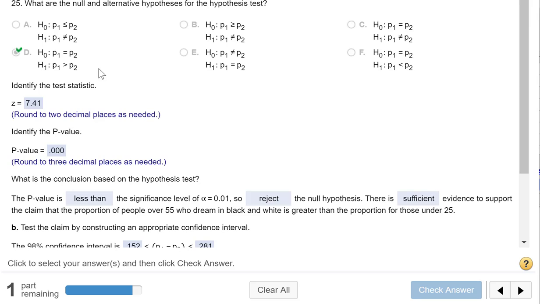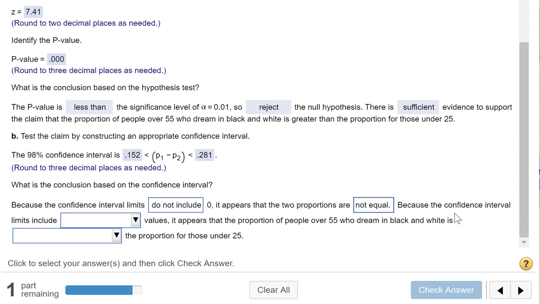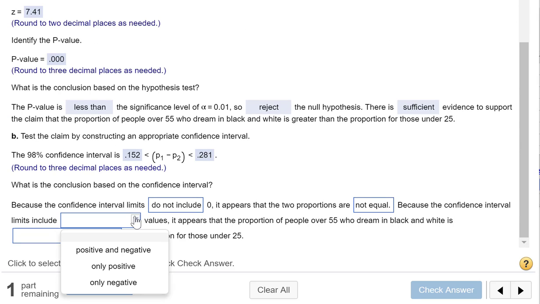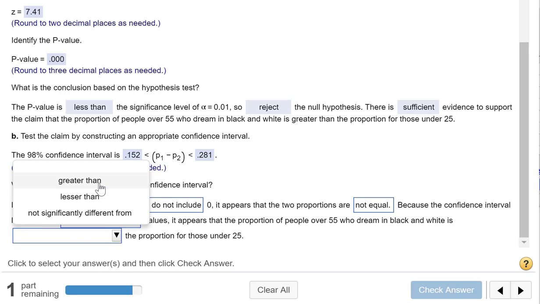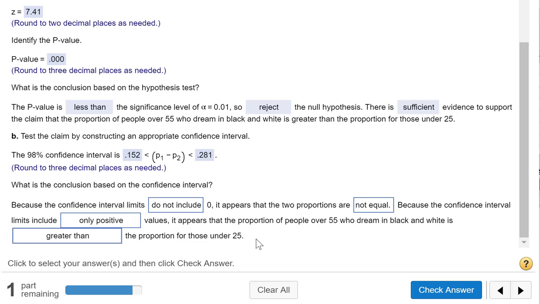Because the confidence interval limits include, here, in this case, it's only positive values. It appears the proportion of people over 55 who dream in black and white is greater than the proportion of those under 25. In fact, what is that difference? Between 15 and 28% greater. That's huge.